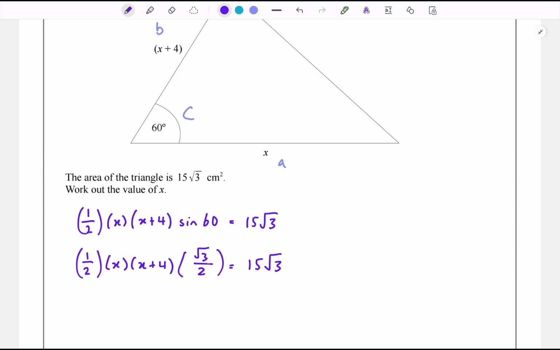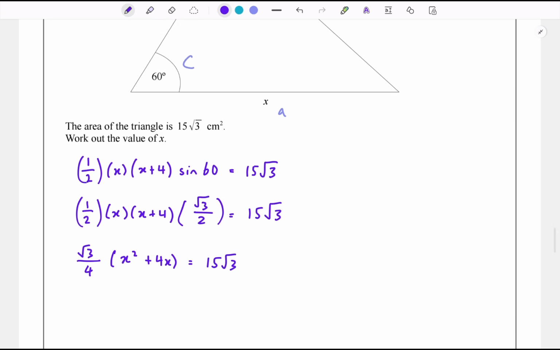Okay, now let's simplify this. I'm going to gather the two numbers together, half times root 3 over 2. 1 times root 3 is just root 3. 2 times 2 is 4, that's the denominator. And then we've got x times x, which is x squared, and x times 4, which is 4x. And that just equals 15 root 3.